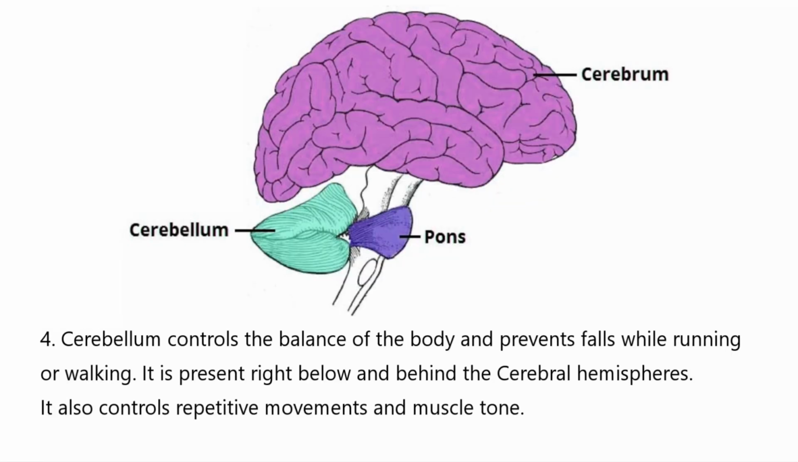Cerebellum. Cerebellum controls the balance of the body and prevents falls while running or walking. It is present right below and behind the cerebral hemispheres. It also controls repetitive movements and muscle tone.